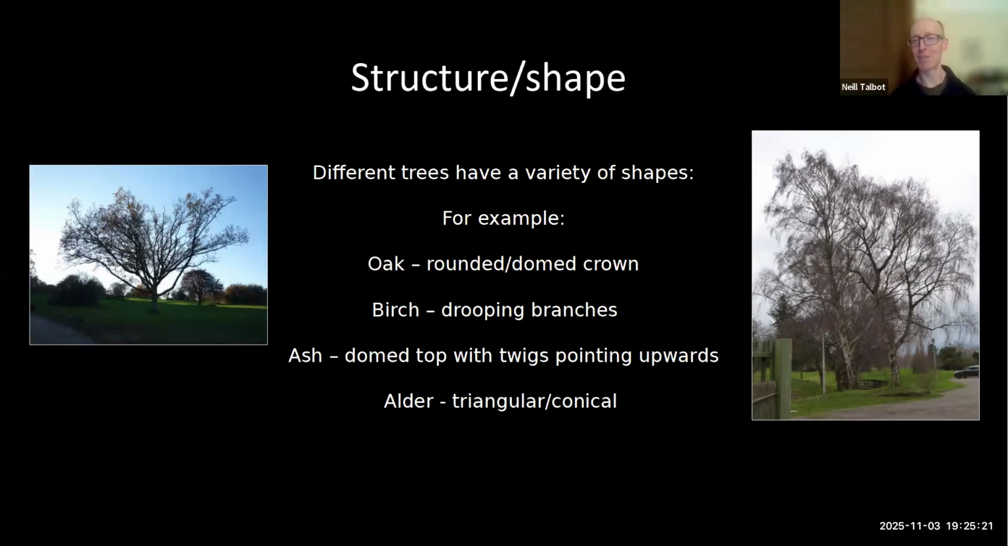Birch, as you can see in the picture on the right, has very drooping branches. Ash is quite distinctive in its growth form because it has the domed top, but the branches also droop down slightly while the twigs actually point upwards. I don't know if I've got a picture of that, but next time you see an ash, look out for that feature. That is quite distinctive. And as I mentioned earlier, alder has more of a triangular shape.